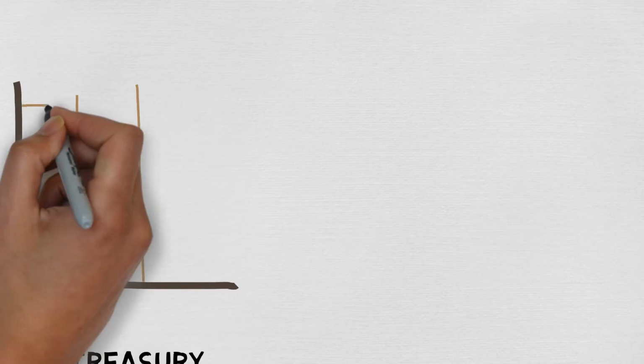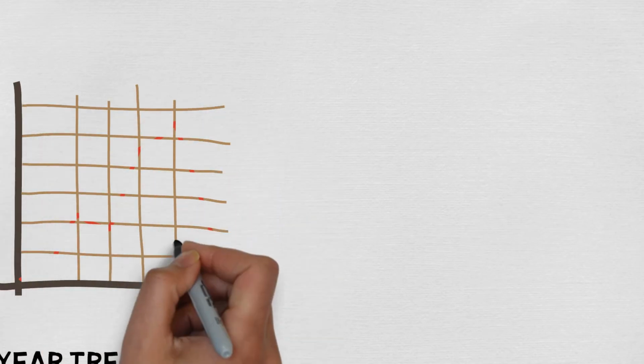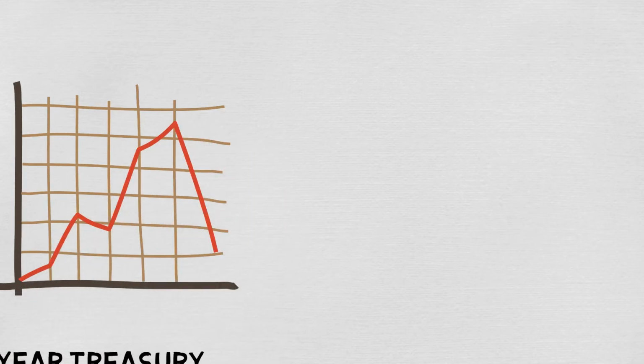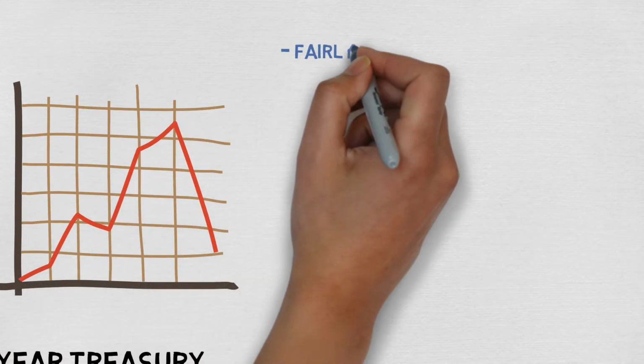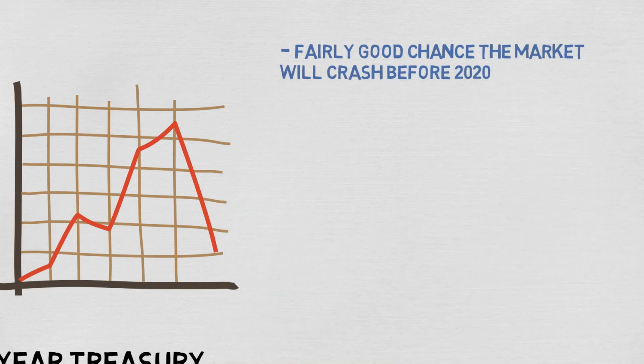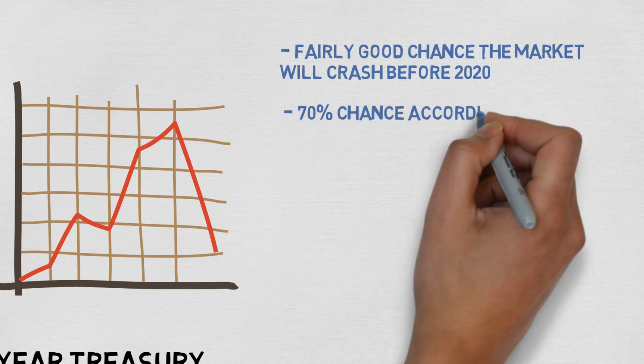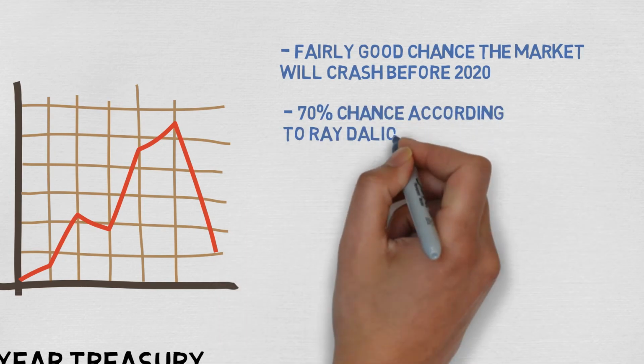That's why no one can exactly predict when the stock market will crash. It's just not possible. But what we can do is look at certain measurements that tell us around when the stock market might crash. And from these certain measurements that I've just shown you, we can say that there is a good chance that the market will crash in the next couple of years. Ray Dalio said that there is around a 70% chance that the market will crash before the next elections in 2020.